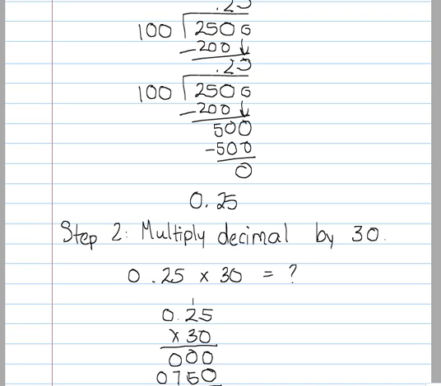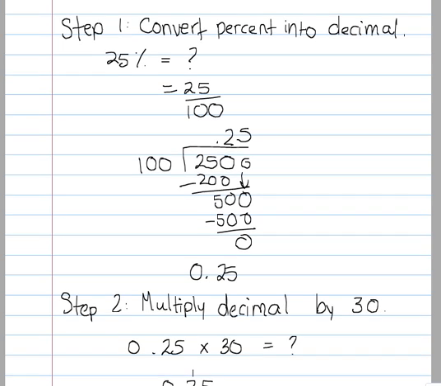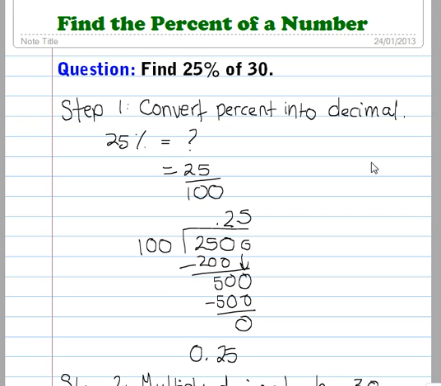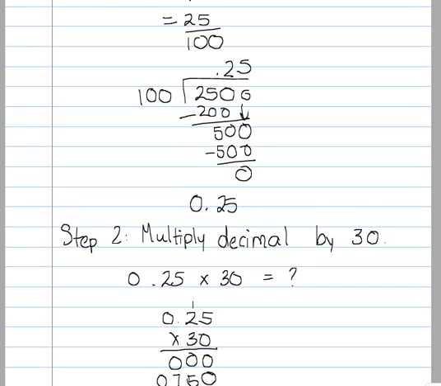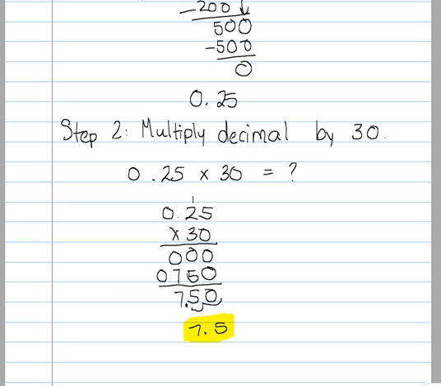So quickly to recap, what you want to do with such similar questions is first convert the percent into a decimal, and then you want to take that decimal and multiply it by the value that's given. So in our case it would be 30, in which you would get a value of 7.5.